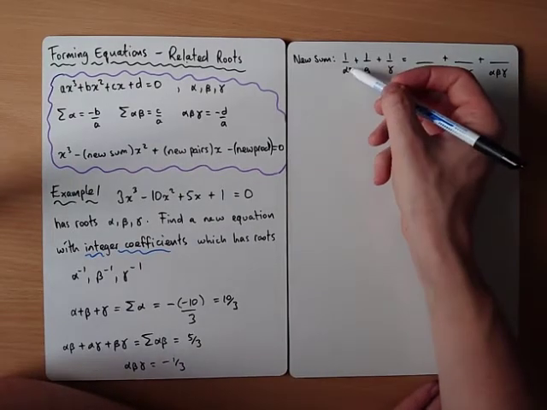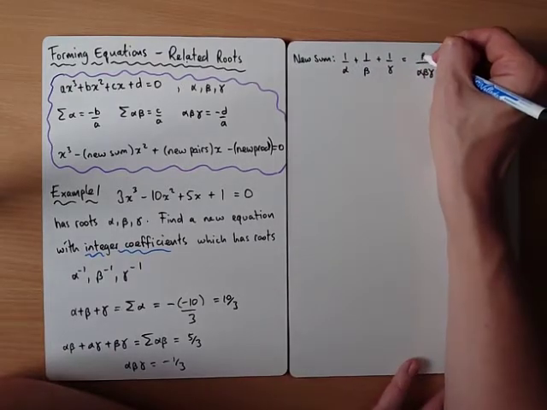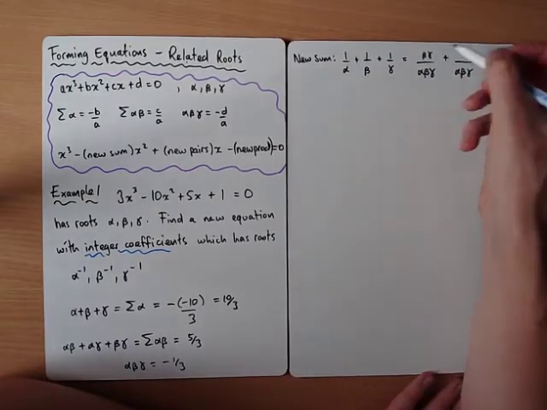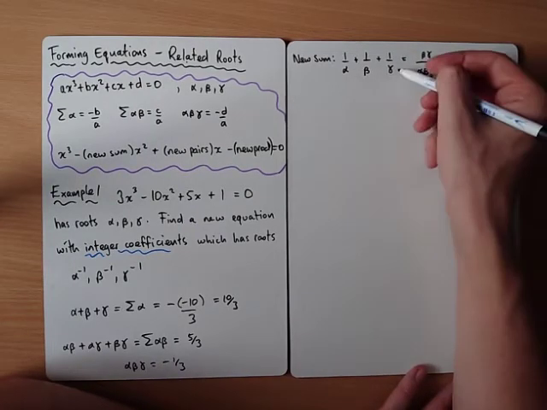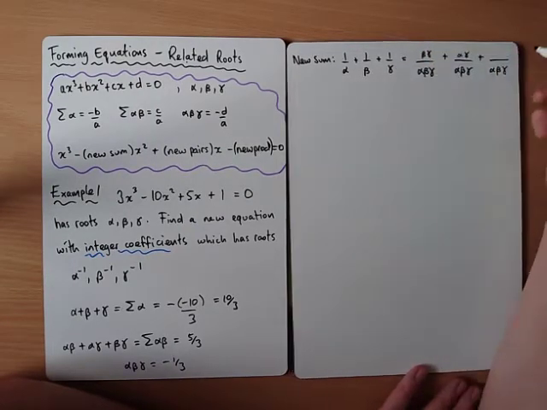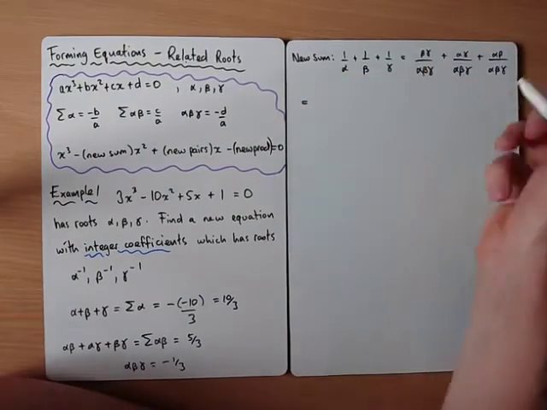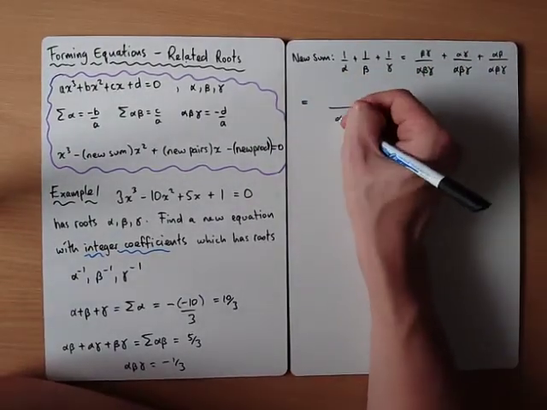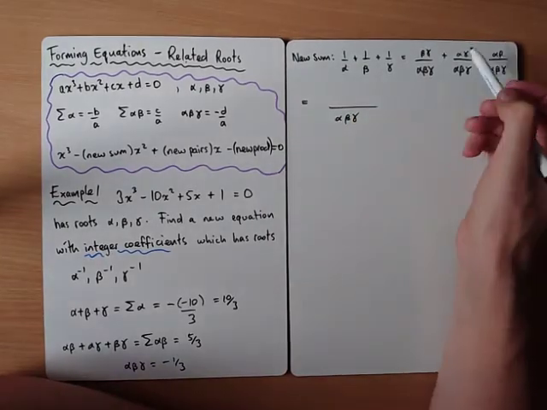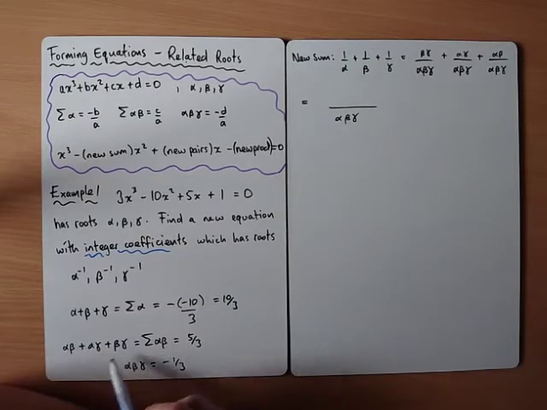So we can see that this first one we'd multiply by beta gamma on the top and beta gamma on the bottom. This one would be alpha gamma, and this one would need alpha beta on the top and alpha beta on the bottom. Once we've done this, we should notice on the top of the fraction, when we add these fractions together, common denominator, so we add the tops, we've got the sum of the pairs, haven't we?